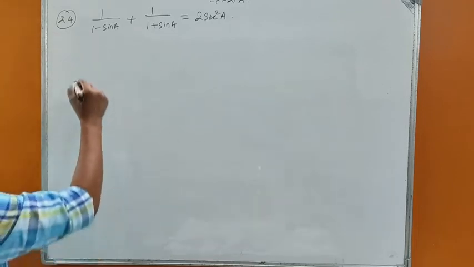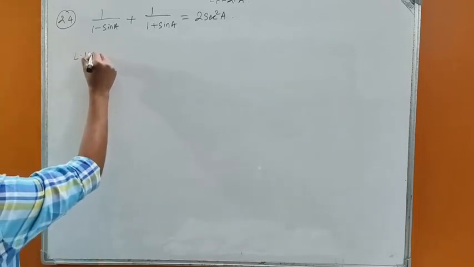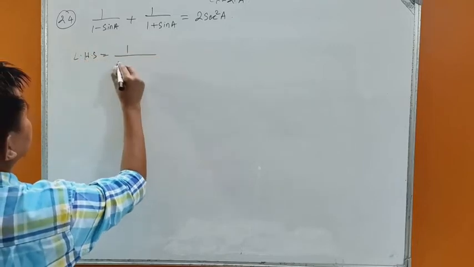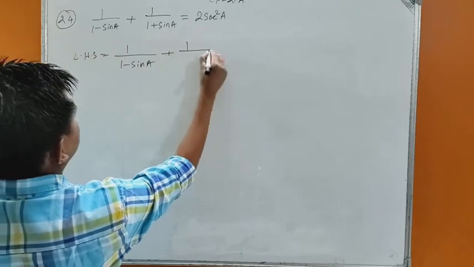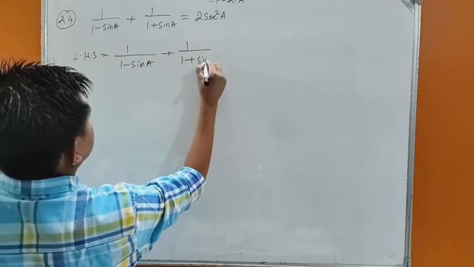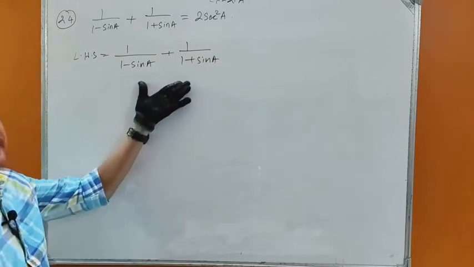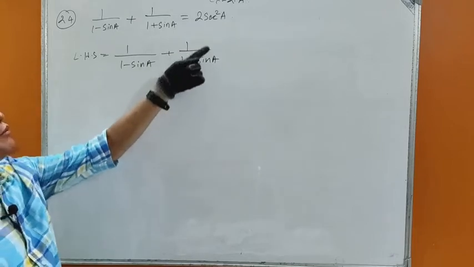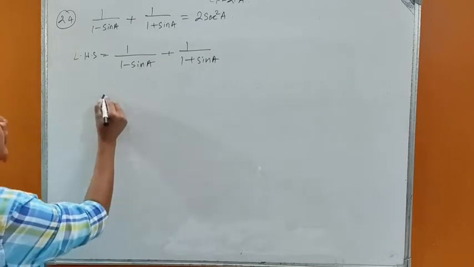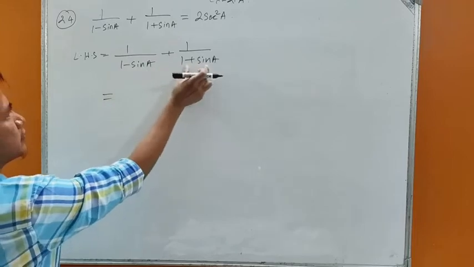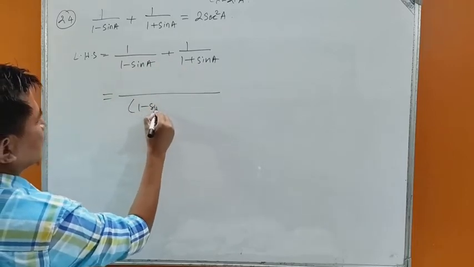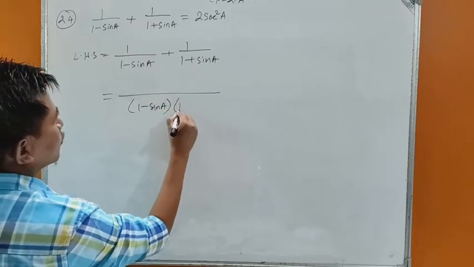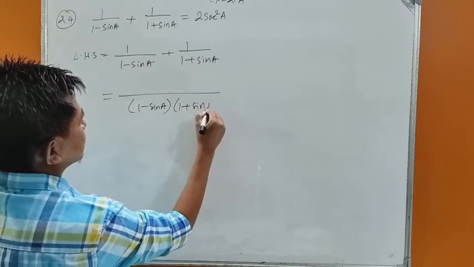Question 24. This question is similar to the previous one, 23. Okay. Left hand side equals 1 upon 1 minus sin A plus 1 upon 1 plus sin A, isn't it? This is what we have in the left hand side, and we are asked to use this and prove 2 sec square A. So let's take the LCM of the denominator: 1 minus sin A into 1 plus sin A, isn't it?